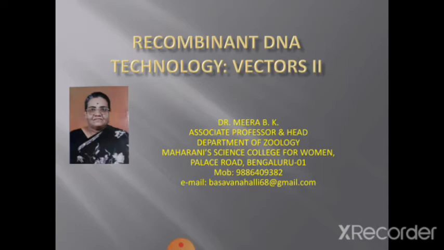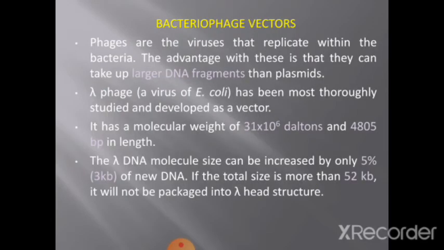Now let us start our class on vectors. In my previous class, I taught you about vectors, types of vectors, and I discussed in detail about plasmid vectors. Now, in this class, we are going to learn two more types of vectors: one, bacteriophage vectors, and the other, cosmids. In bacteriophage vectors, we are going to learn about lambda phages as vectors.